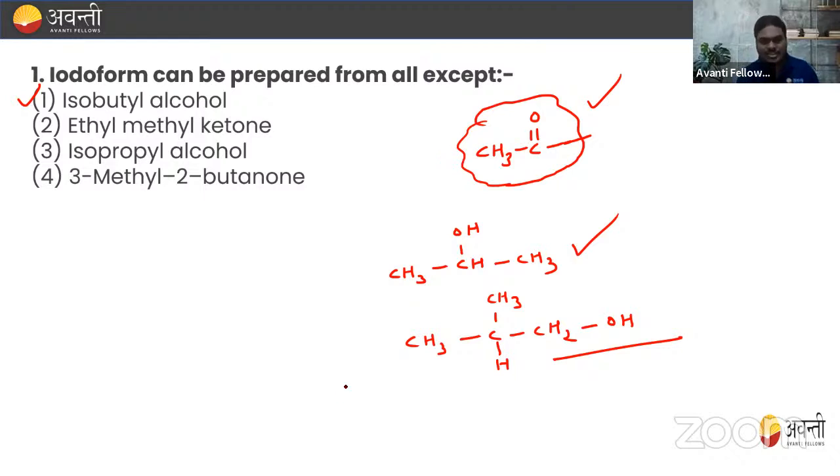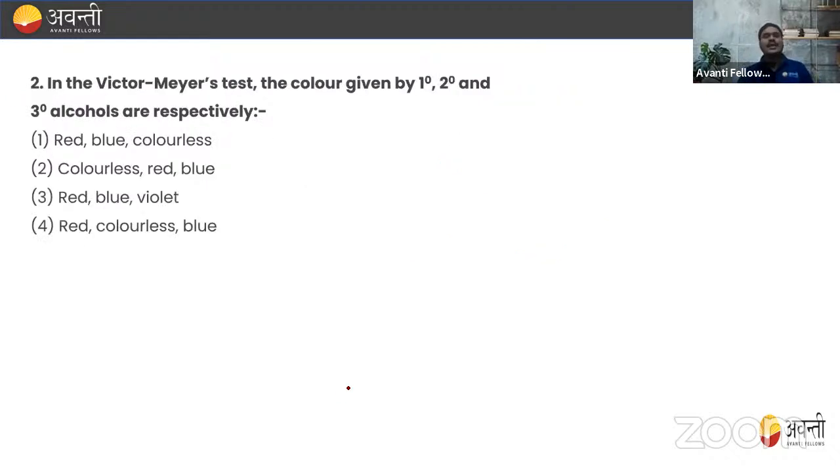Chalo. Now move to the next question. In the Victor Meyer test, the colors given by the primary, secondary, and tertiary alcohol are respectively. So you have to identify the color given by the primary, secondary, and tertiary. This is another chemical distinguishing test for the primary, secondary, and tertiary, just like the Lucas reagent. We already discussed the Lucas reagent, right? What happened in the Lucas reagent, beta? Primary do not react, secondary react after 5 minutes, and tertiary react immediately.